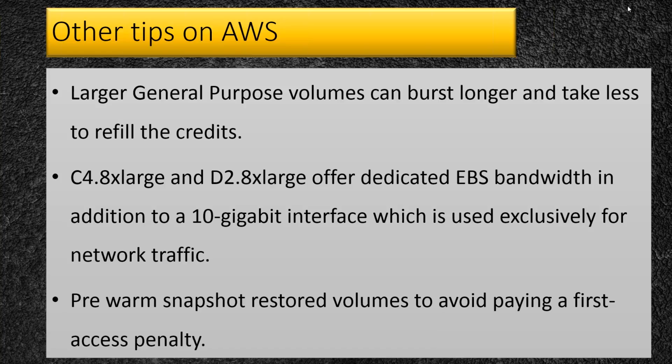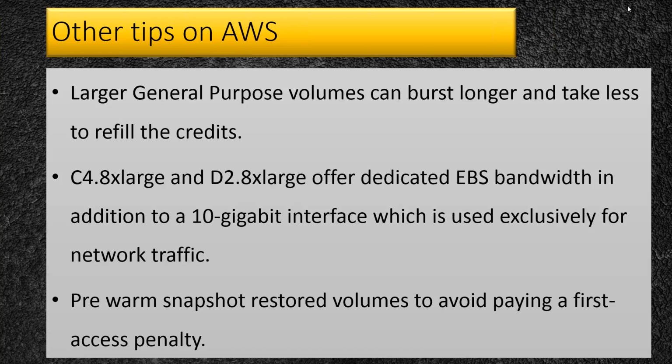Last I checked, the C4 8xlarge or the D2 8xlarge, these VM models offer 10 gig interfaces exclusively for network traffic. So this is, again, for a very specific use case where the usual network interface, you really believe that you need a 10 gig one because of the amount of data that you're pushing in or out through the network interface on the machine.